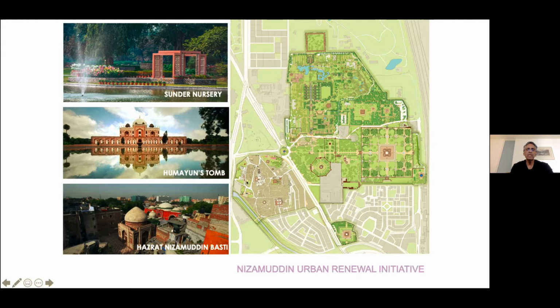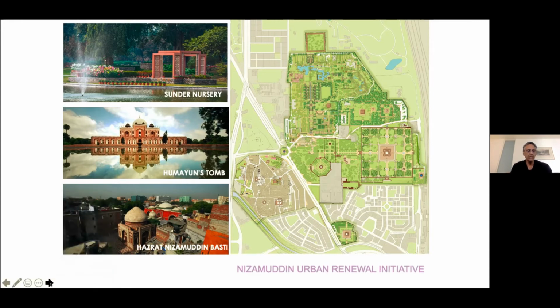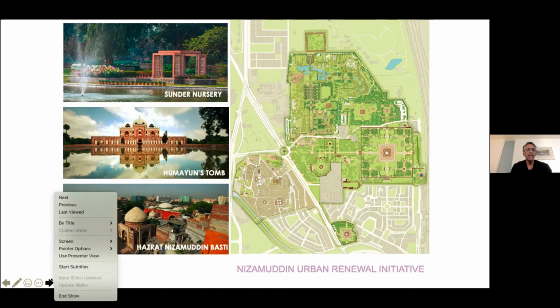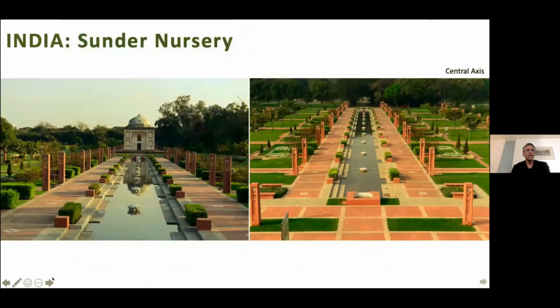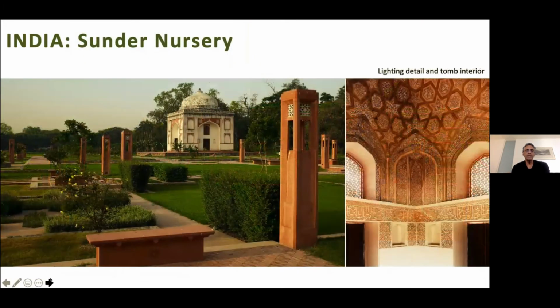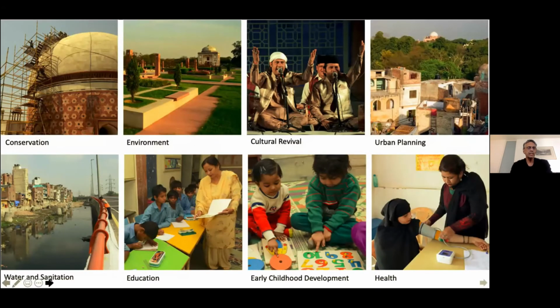But the community in question is here. This is the Nizamuddin Basti. Basti means a poor urban neighborhood. And so what we see happening is that combined approach. And here, another slide, and this is the Sundar Nursery. This is also buildings in the Sundar Nursery. And here is just a panoply of the various activities.